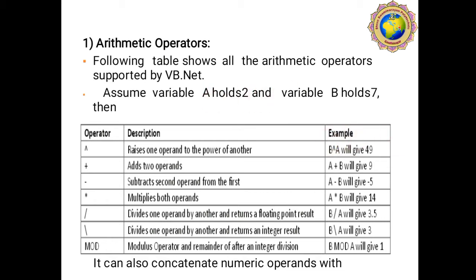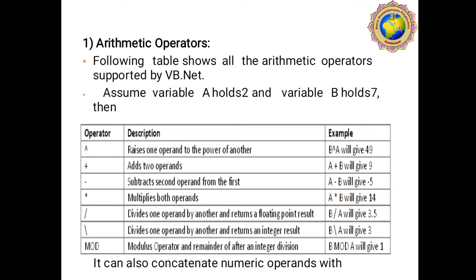Next, plus adds two operands, so A plus B gives the answer 9. Then subtraction subtracts the second operand from the first, so A minus B gives negative 5. Then multiplication multiplies both operands, A star B, which is 2 into 7, and gives the answer 14.